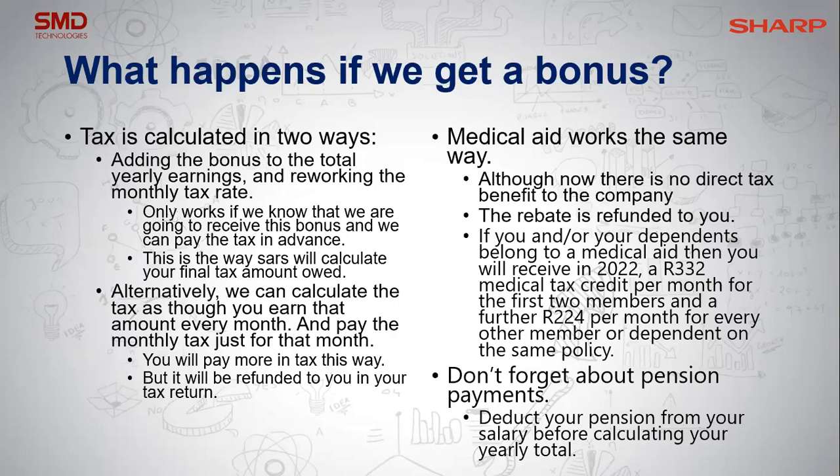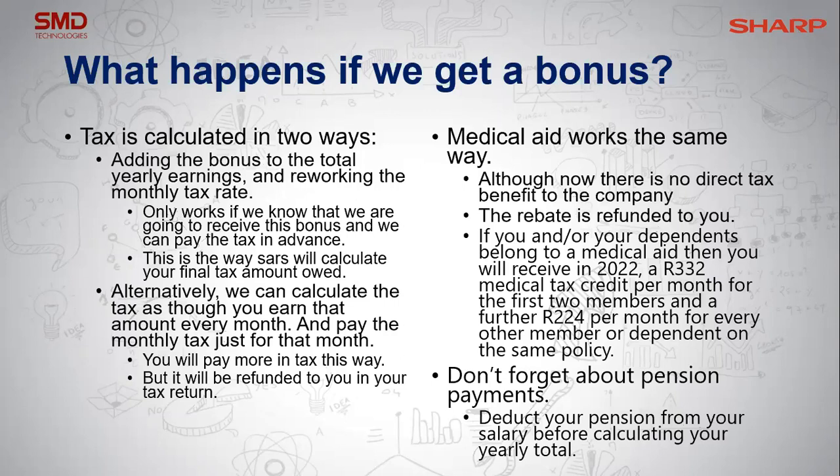How SARS works it out is that you add the extra 5,000 Rand to the 240,000 Rand, and it calculates it as it should, which is your total earnings for the year, which is 245,000 Rand. So you would pay less tax essentially using that method. Okay.